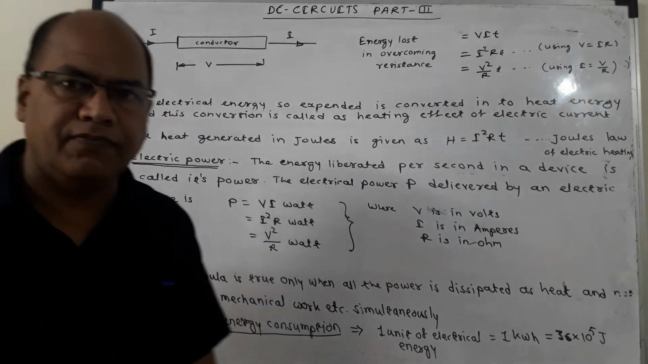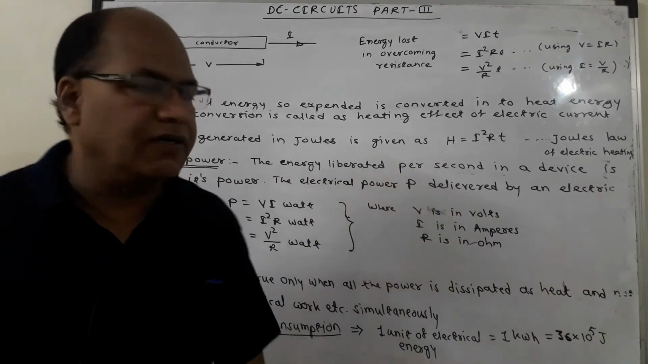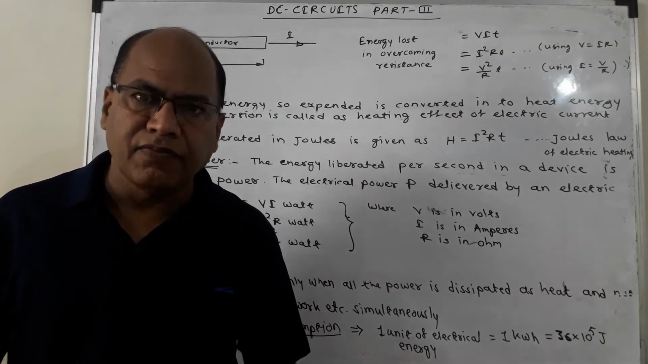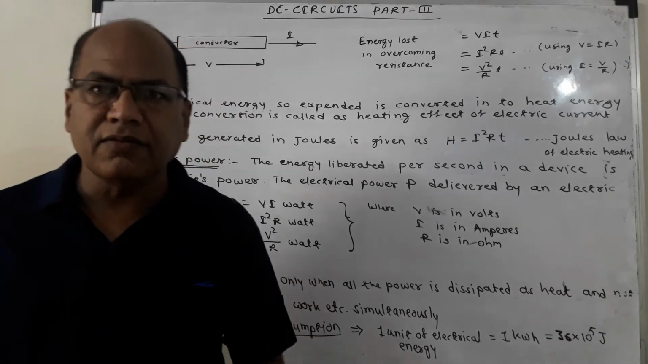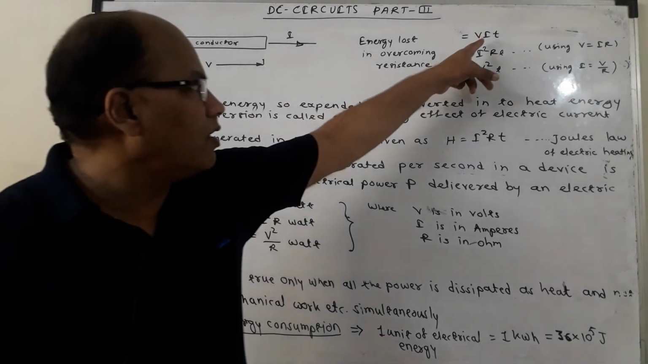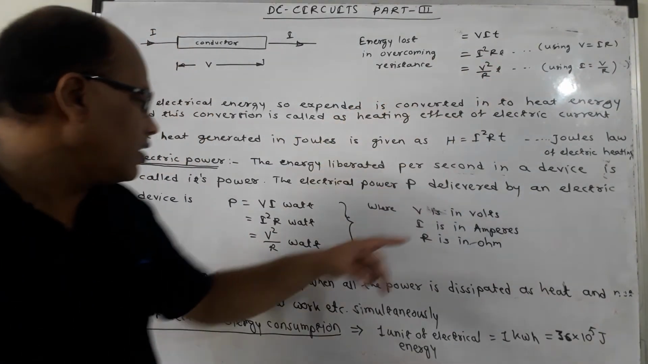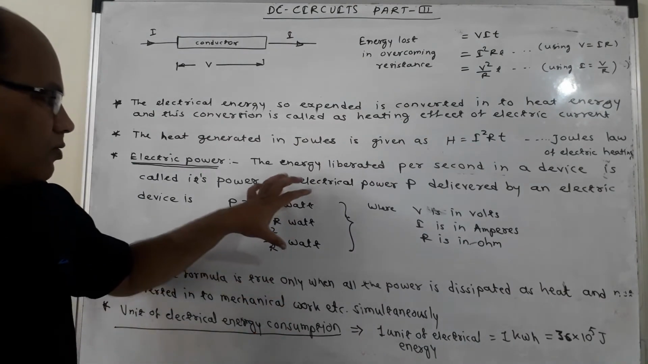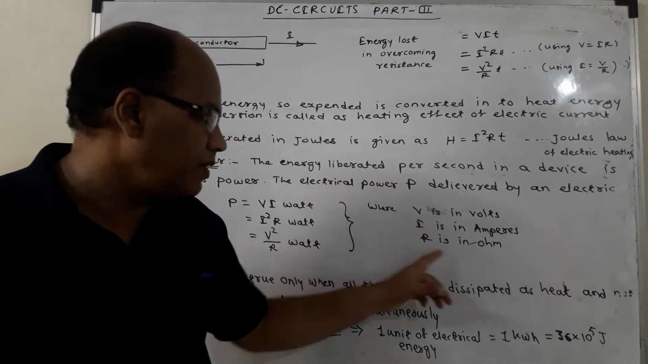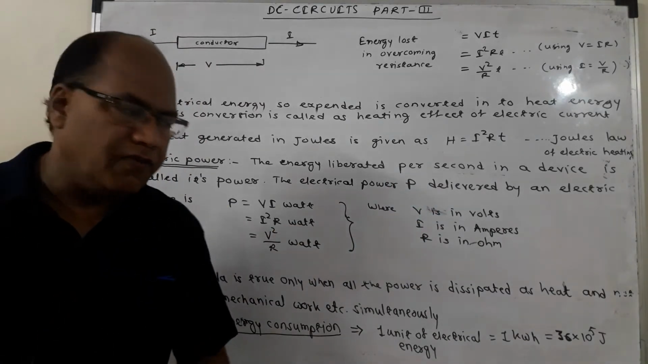Now electric power. The electric power is nothing but the energy liberated per second in a device. As we know that power is equal to work done upon time, or work done per unit time. So here electric power is nothing but the energy used by a device per unit time, and if we divide by time, the formula becomes VI, which is in watts, I square RT divided by time gives I square R, or V square by R. So this power we get in watts if V is in volts, I is in amperes, and R is in ohms.